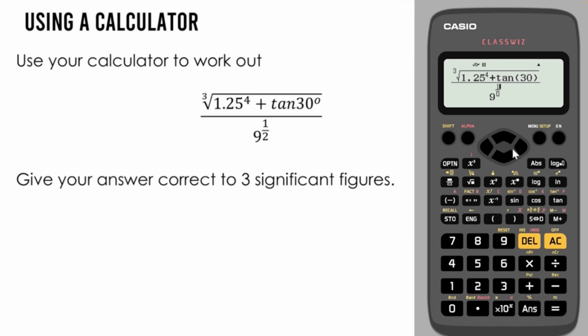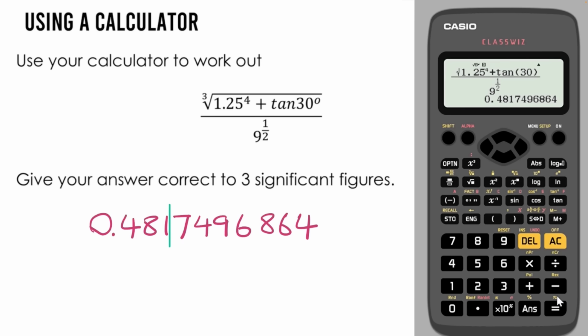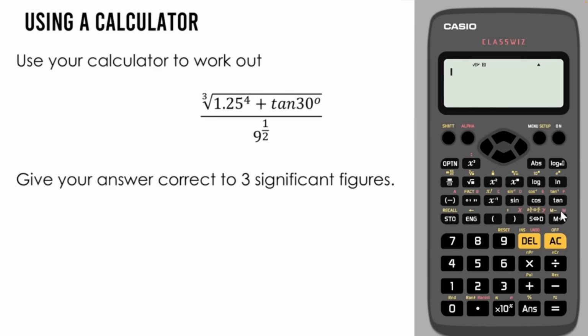Once we've typed it in and we're happy it looks exactly the same as it does on the paper, we'll press equals. This question wants us to round to 3 significant figures, so we'll chop after the 1 here, so that'll be 0.482 as our final answer. So just making sure it looks identical to however it does on the page.